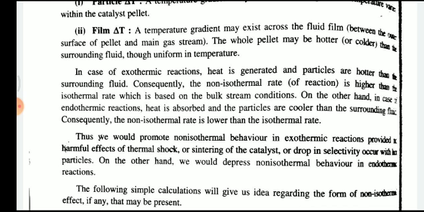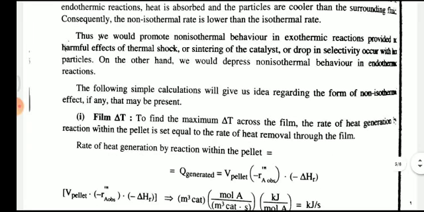On the other hand, we would depress non-isothermal behavior in endothermic reactions, and the following simplified calculation will give the delta T across the film. The rate of heat generation by the reaction within the pellets is equal to the rate of heat removed through the film. Okay, film delta T. To find the maximum value of delta T across the film, the rate of heat generation by reaction within the pellet is set equal to the rate of heat removed through the film.